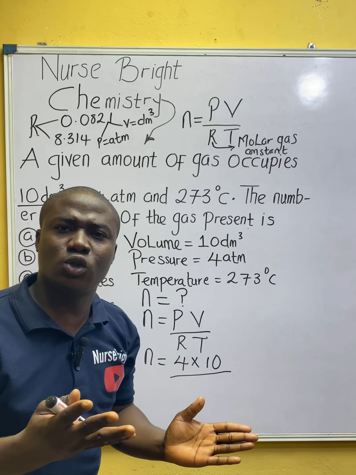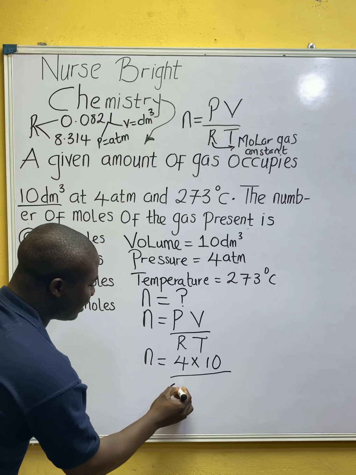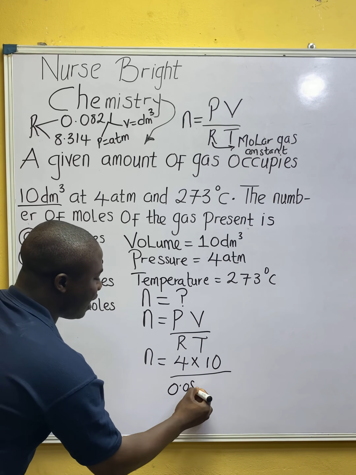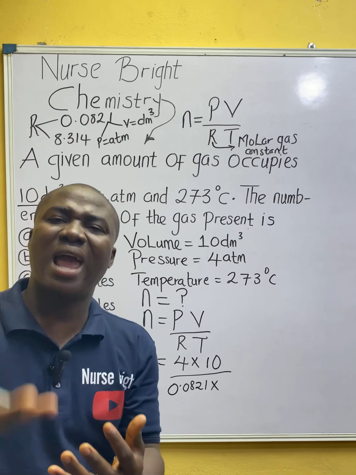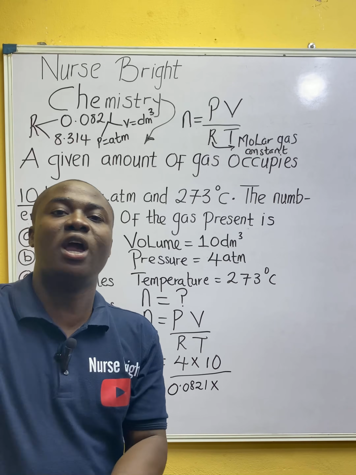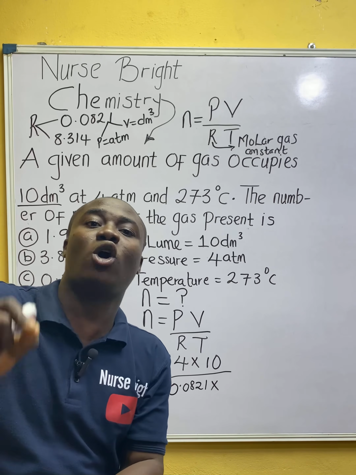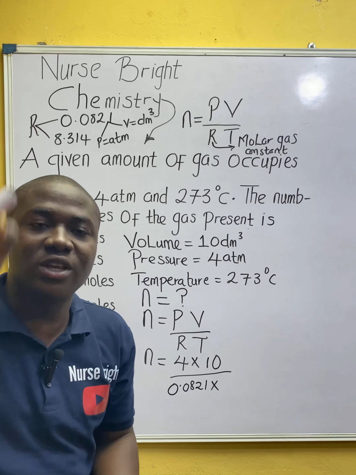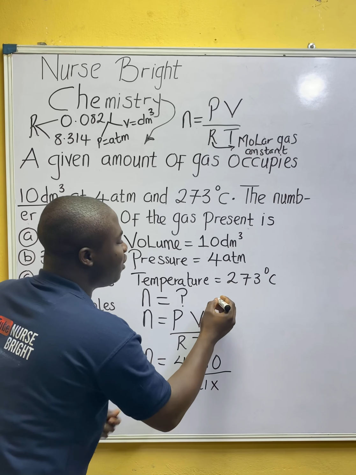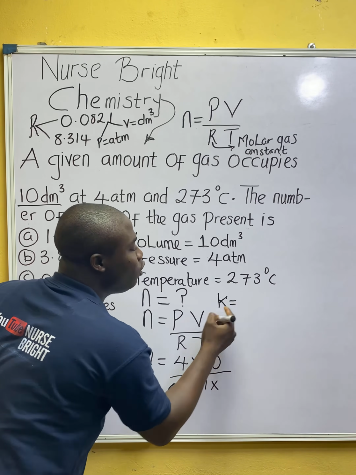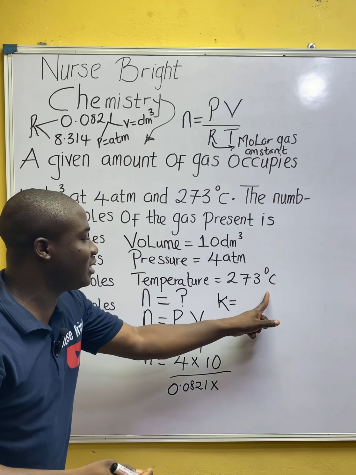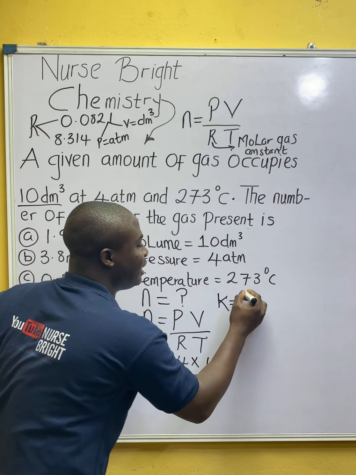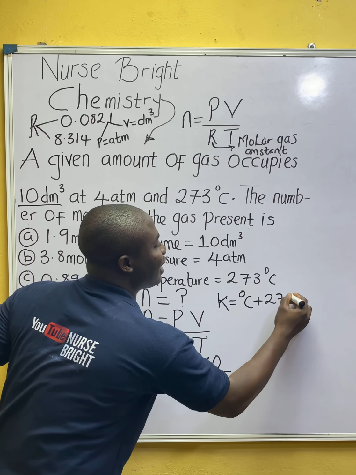So which formula am I going to use to solve this question? It is 0.0821 times temperature. Now listen, whenever you are solving any question in chemistry, you should ensure that your temperature is converted to the Kelvin scale, because the temperature given here is in degrees Celsius. How do you convert temperature to Kelvin scale? Very easy. How do you convert temperature from degrees Celsius to Kelvin? You just simply say degrees Celsius plus 273.